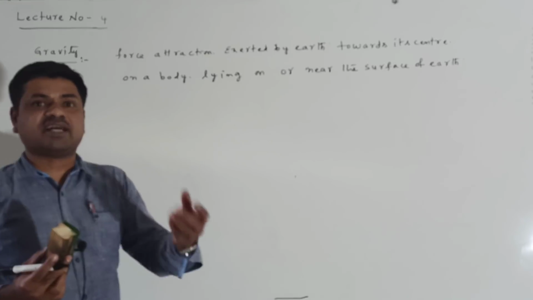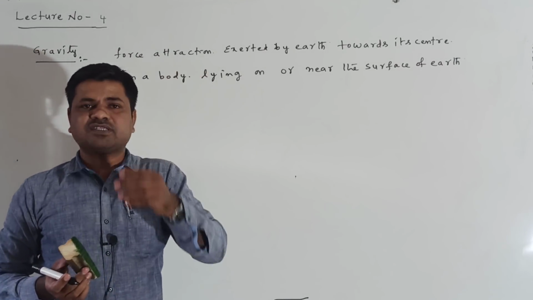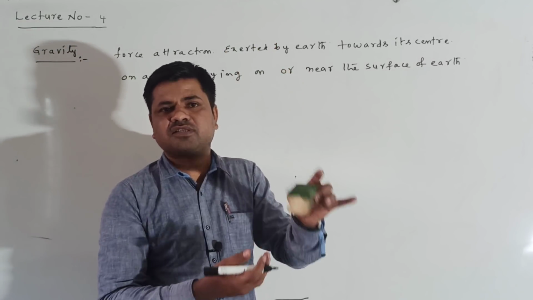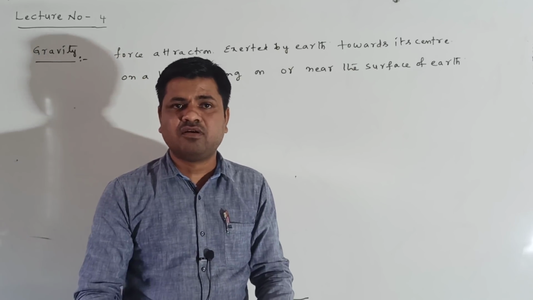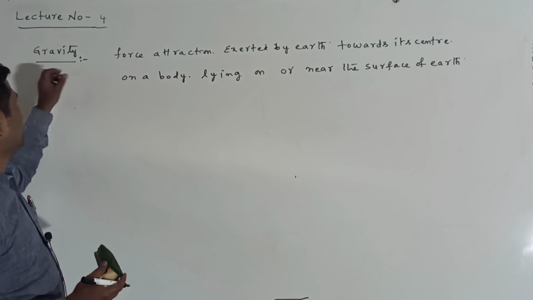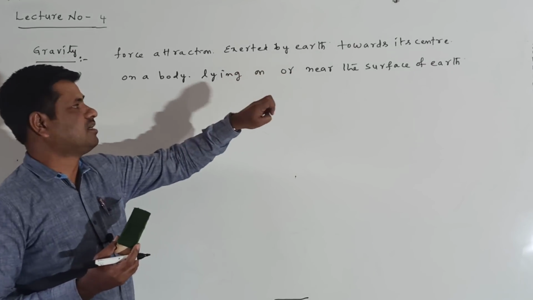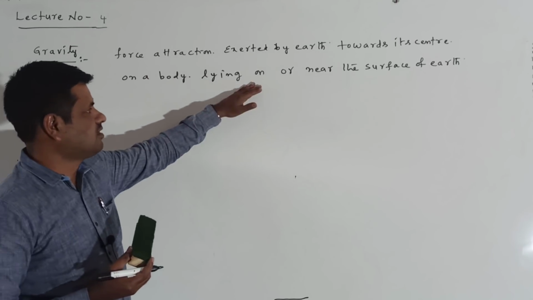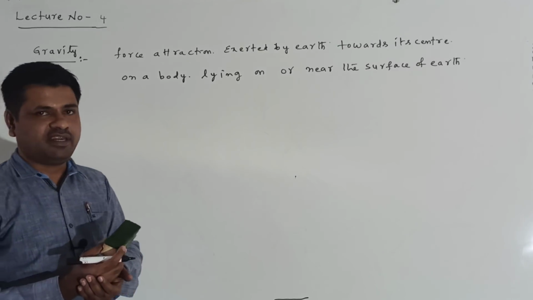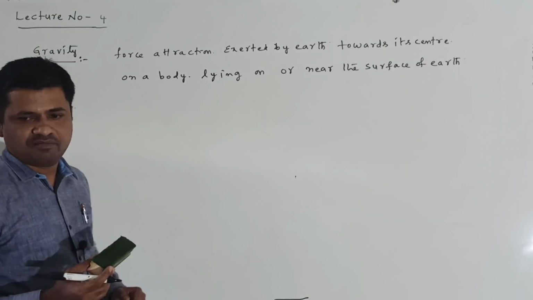Due to the earth, a force of attraction acts on a body, whether that body is lying on the surface of the earth or above it. Suppose this body is above the surface of the earth; gravitational force is acting on it also. A body lying on the surface also has the gravitational force. That gravitational force is called gravity. Gravity is a force of attraction exerted by the earth towards its center on a body lying on or near the surface of the earth.